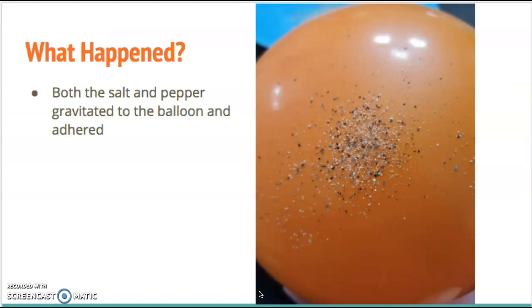What happened was both the salt and pepper gravitated to the balloon and adhered to it, as you can see in the picture. There's a mixture of each and it's about even.